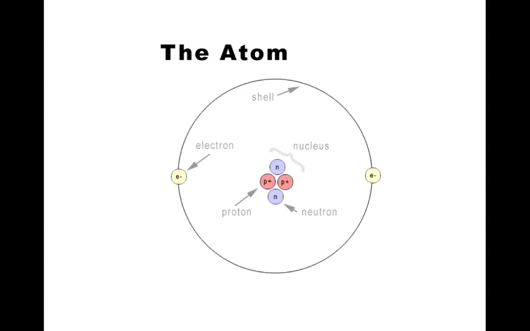The nucleus is the center of an atom that contains both protons and neutrons. Here's a picture of that, where you can see in the middle the nucleus, where you see the protons, which are in red. In purple you see neutrons. On the outside you see a shell, which is an area where the electron lives.